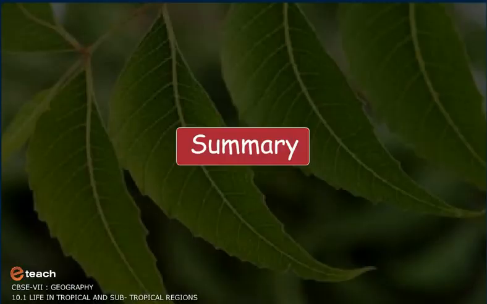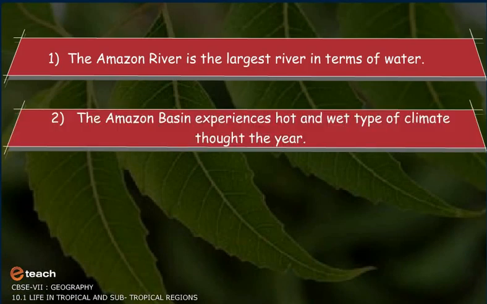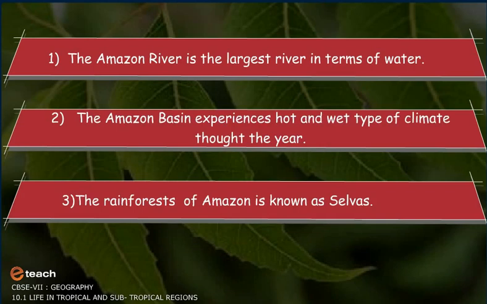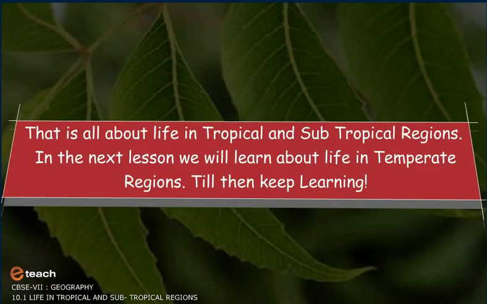Summary: The Amazon River is the largest river in terms of water. The Amazon basin experiences a hot and wet type of climate throughout the year. The rainforest of Amazon is known as selvas. The selva is the Earth's most heterogeneous forest formation. That is all about life in tropical and subtropical regions.